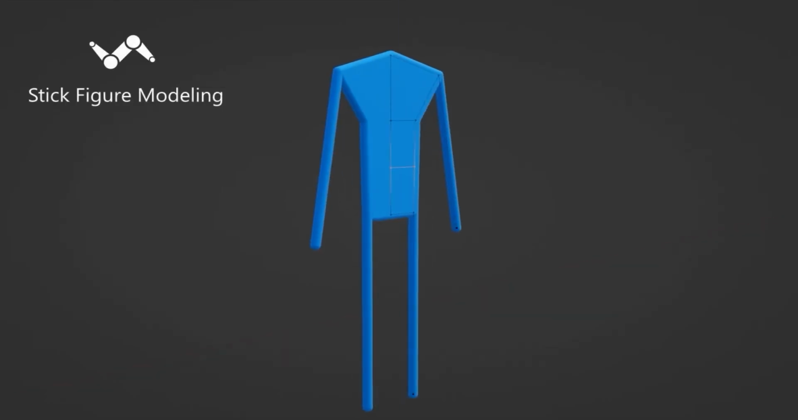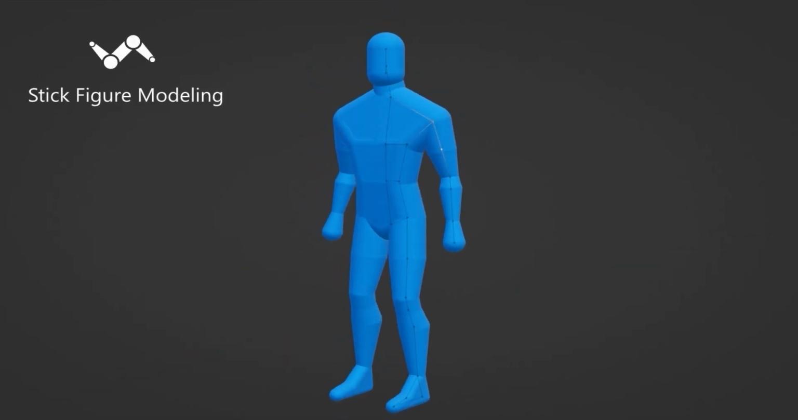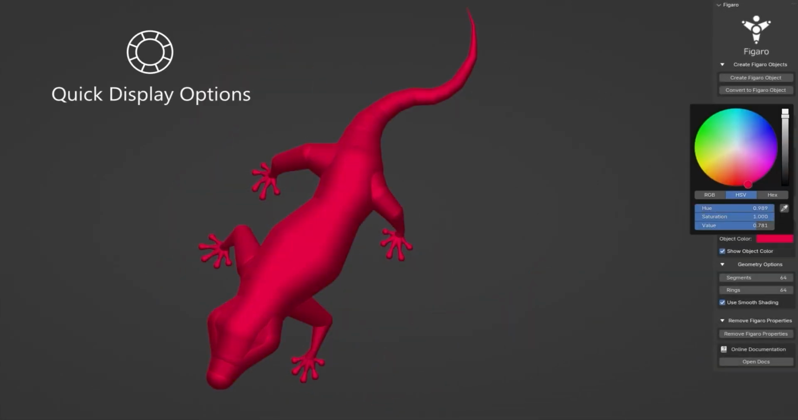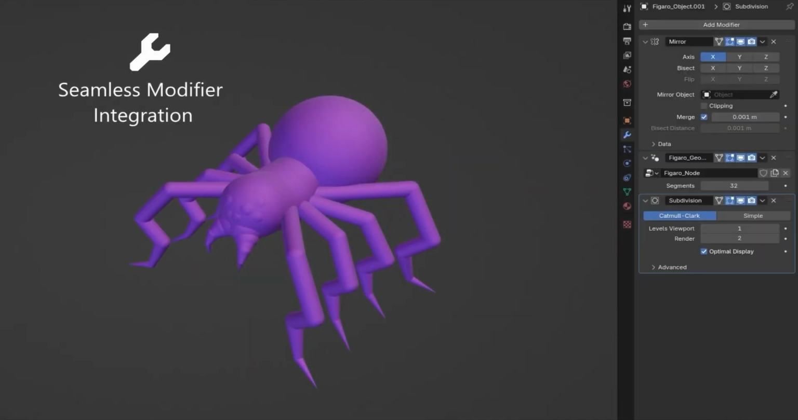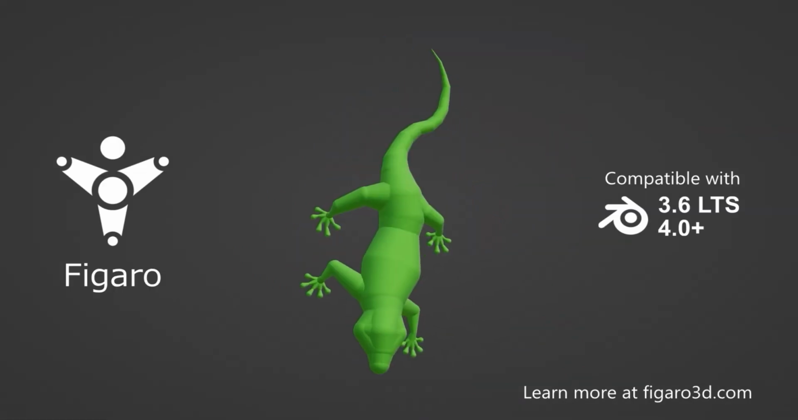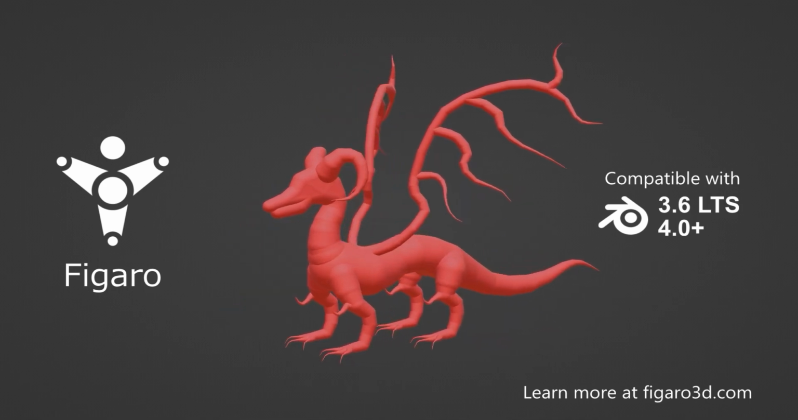One of the biggest challenges in modeling is starting with basic primitives like cubes and spheres, which often look nothing like your final model. Figaro streamlines this process by generating a base mesh tailored to what you want to sculpt. With just a few extrusions, you can quickly shape human characters, animals, or any other model, allowing you to dive straight into sculpting rather than struggling with a generic starting shape.